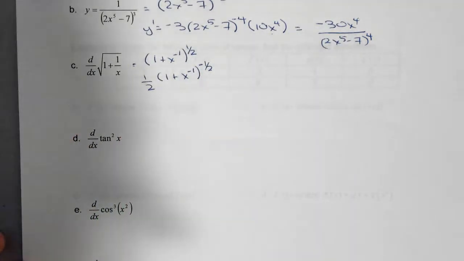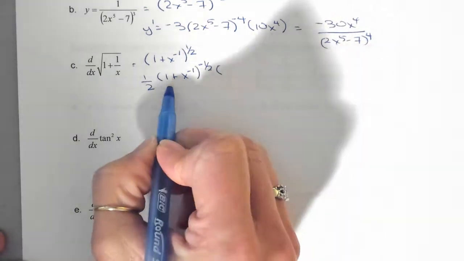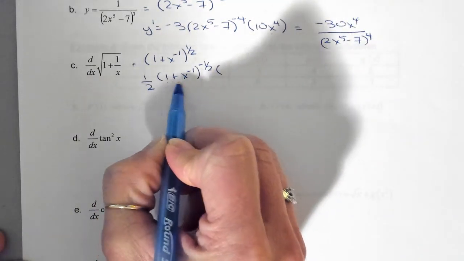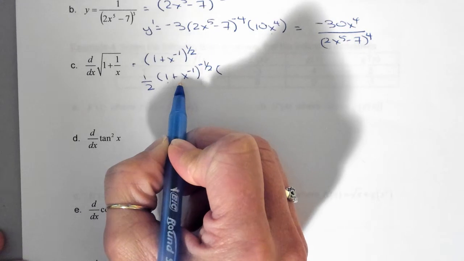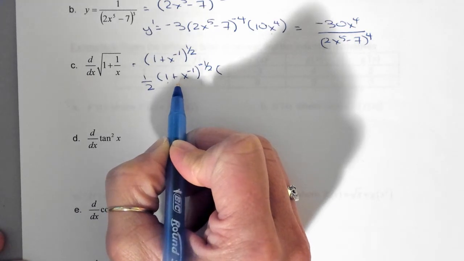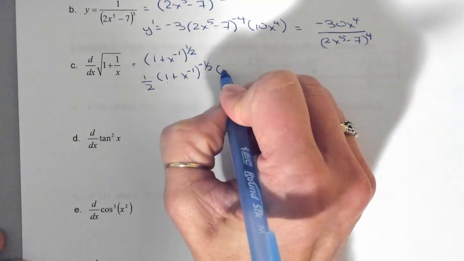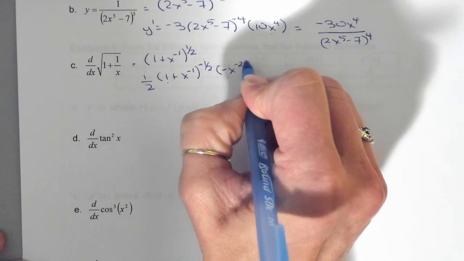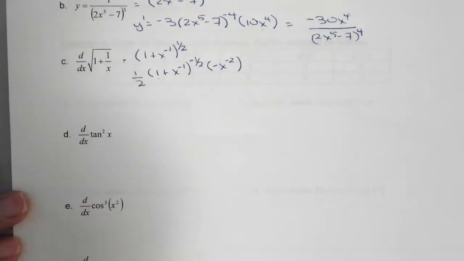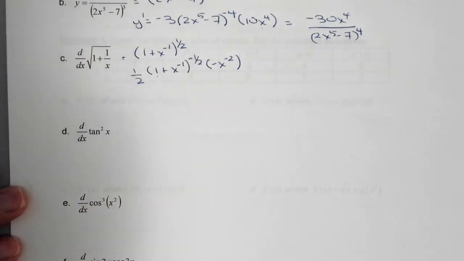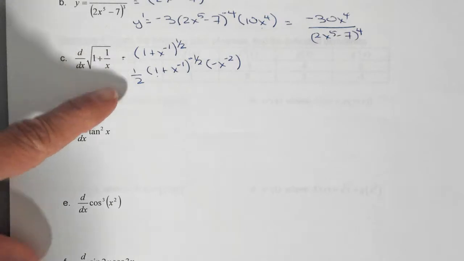And then I need to take the derivative of the inside. What's the derivative of 1? And then, careful, x to the negative first. Yeah, negative x to the negative second. Okay, there's a whole lot of simplifying that needs to go on here. And I will tell you, when you simplify it, it's going to look probably just as messy as it does like this. Okay, but there's a lot of negative exponents here.